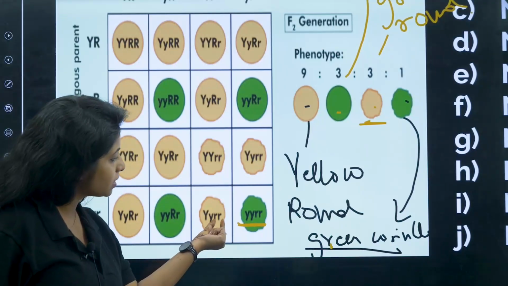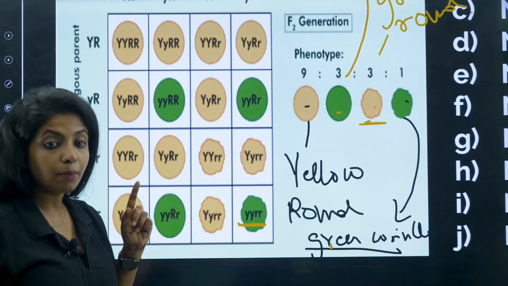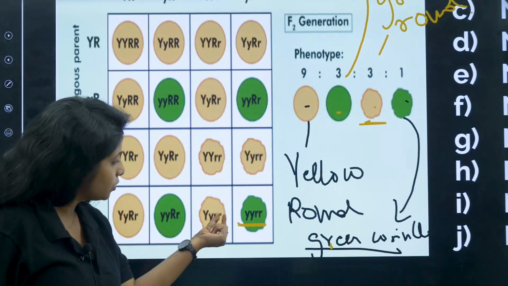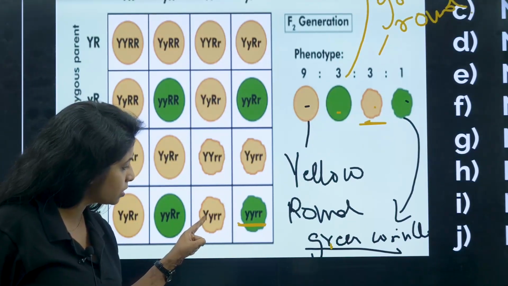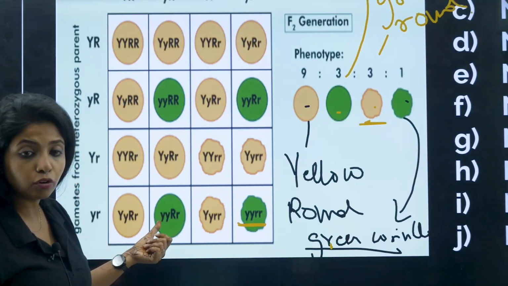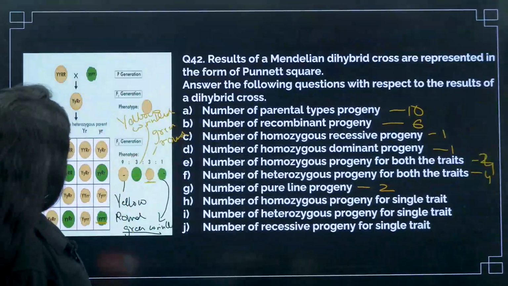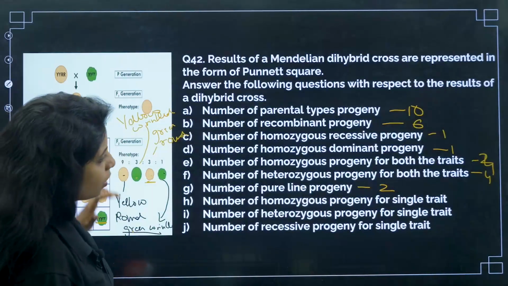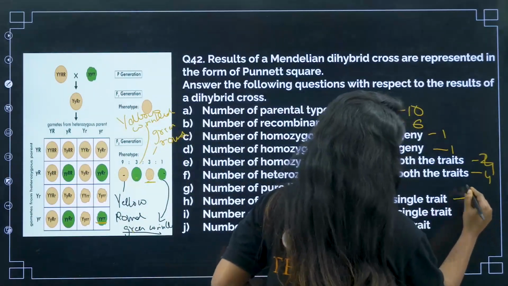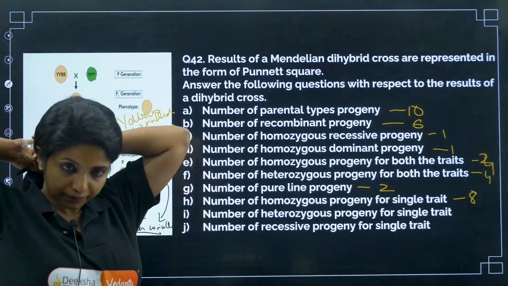Why? Whenever you see the same alphabets together, they are homozygous. But we have to make sure it's only for one trait. So this is for one trait, my dear children. The other one is heterozygous. Here also, for the other trait, it is heterozygous. But this is for homozygous. So how many of them do you have? You have 8 of them like this, which are homozygous for a single trait.